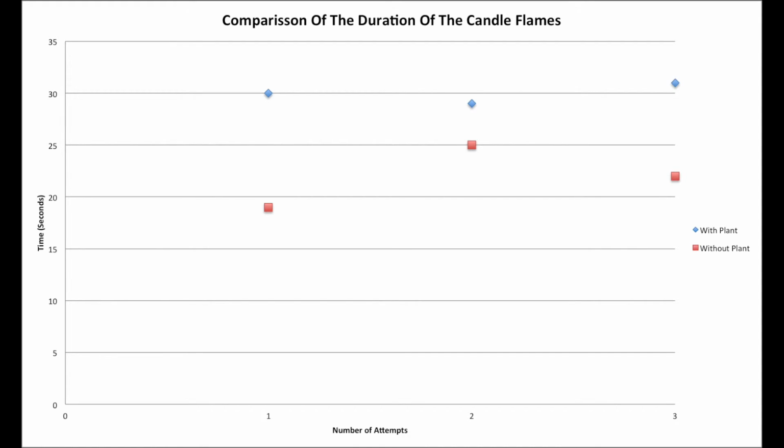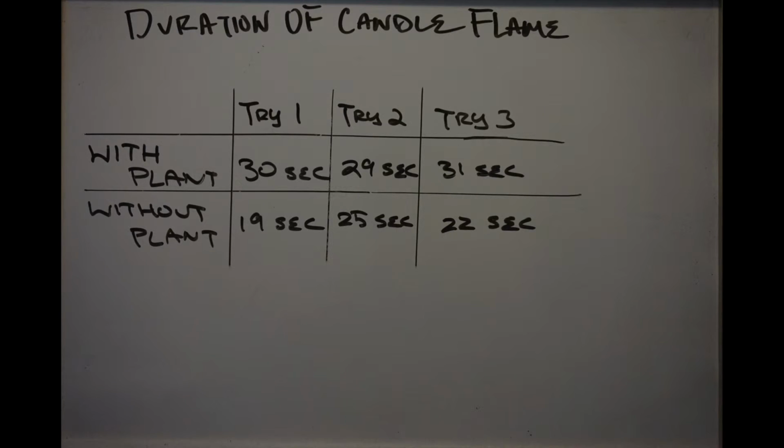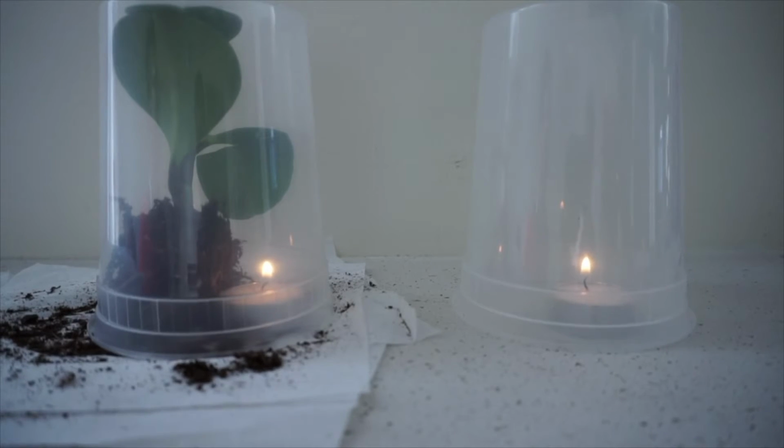We conducted this experiment 3 times. The first time, the fire in the container with the producer lasted 30 seconds, whereas the fire in the container with no producer lasted 19 seconds. In the second try, the container with the producer lasted 29 seconds, while the container with no producer lasted 25 seconds. In the final attempt, the container with the producer lasted 31 seconds, and the container with no producer lasted 22 seconds. This data provided us the information that producers release oxygen, due to the candle lasting longer than the one without the producer in its container.